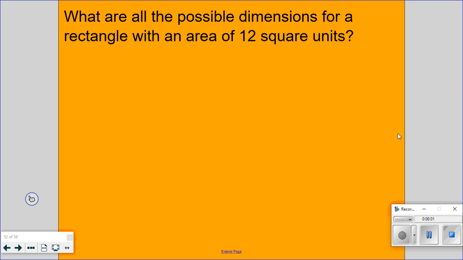The title of the next blank page is on the board. We are going to be using some graph paper.